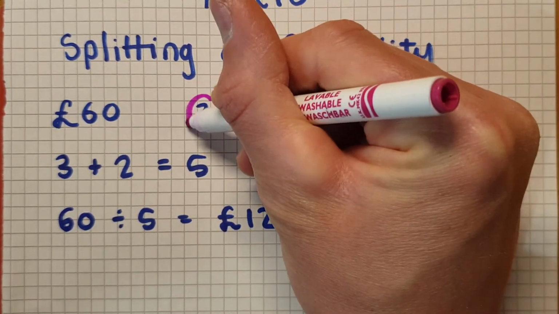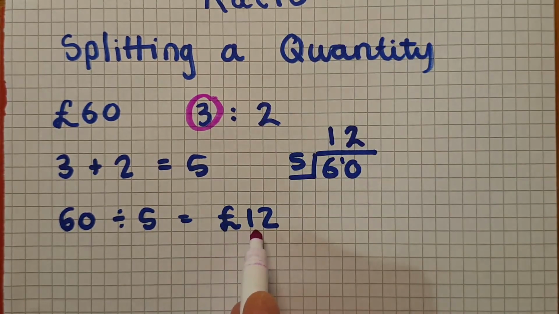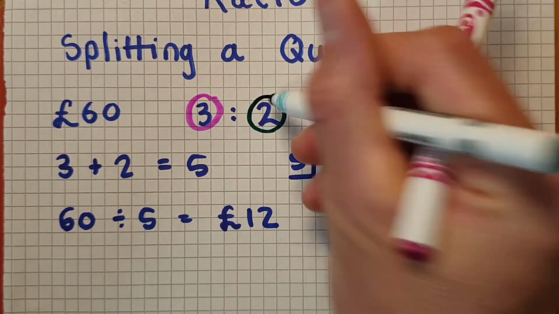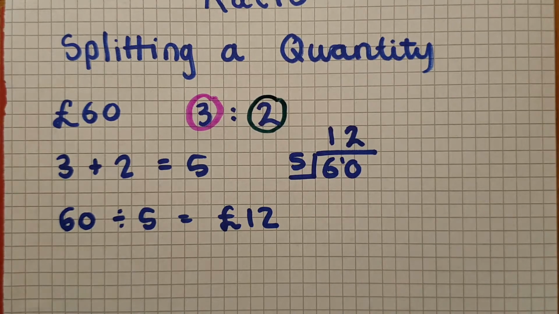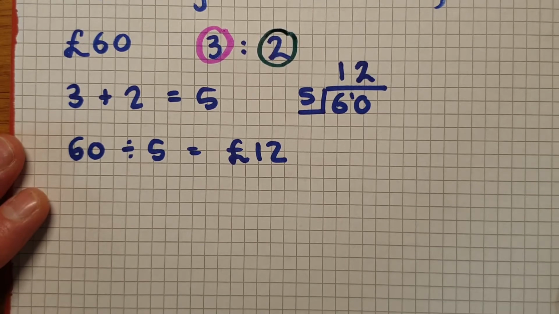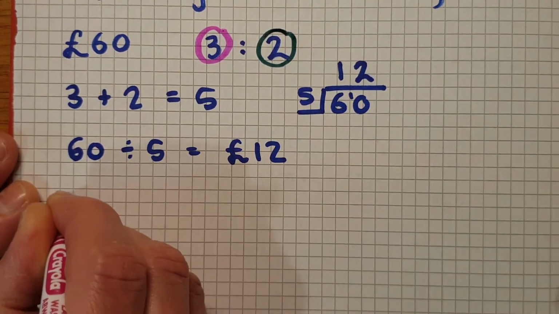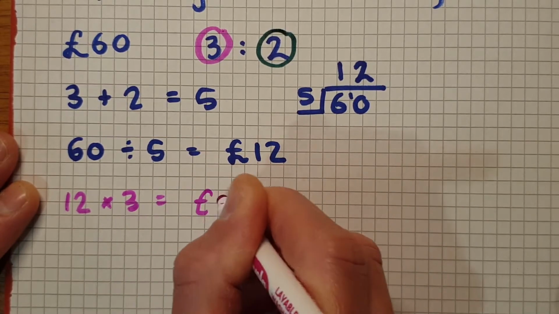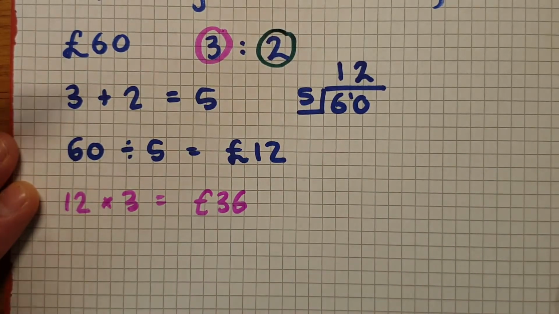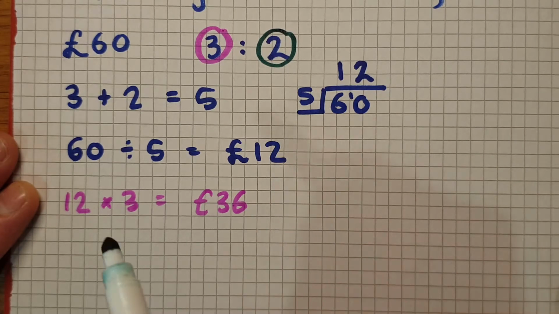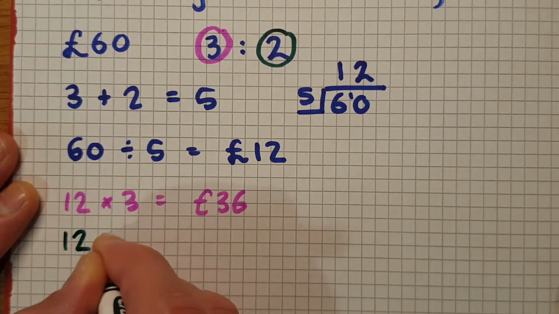Now, one person is going to get 3 lots of £12, whereas the other person is going to get 2 lots of £12. So the next bit, which I'm going to show you in pink, is what the first person gets. So it's 3 lots of £12. So the first person gets £36, because you're timesing 3 and 12 together. And the second person gets 2 times £12, or 12 times 2, same thing.